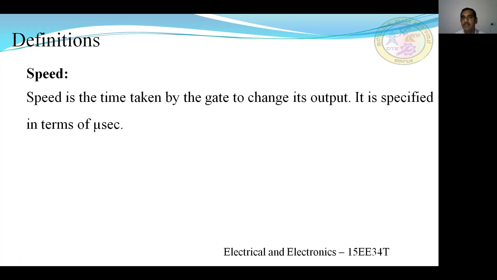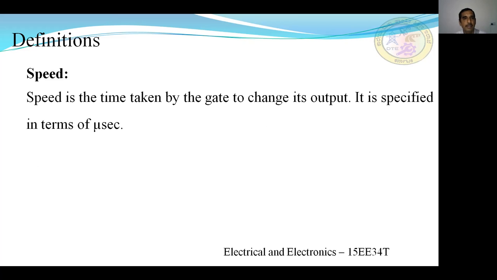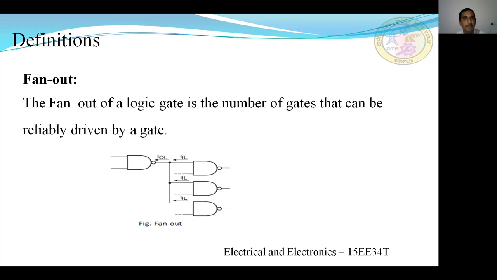Similarly, speed is the time taken by the gate to change its output, from giving the input to getting the output. It is usually specified in terms of microseconds, that is, how many microseconds it has taken to change its output. So this is the definition of speed. These are the definitions or characteristics we have seen for ICs. In session 2 we have seen these, so here is just a recap of all the definitions we have studied.